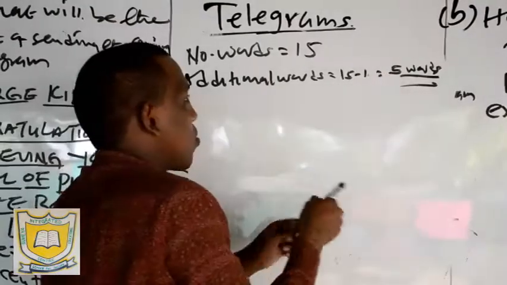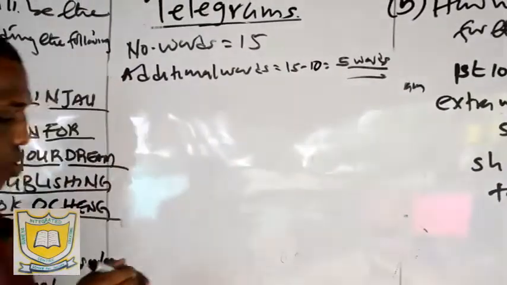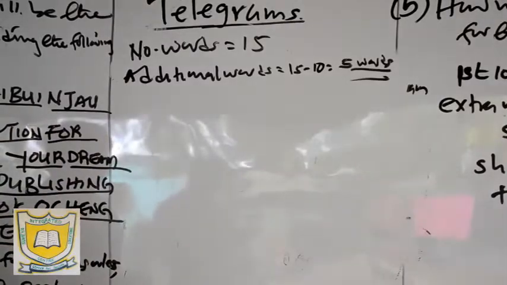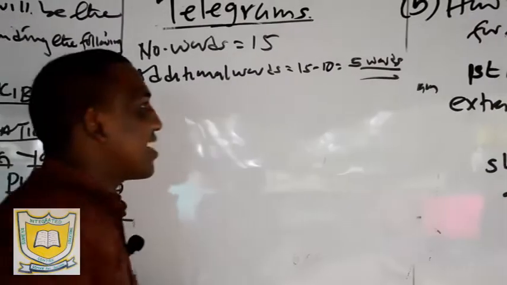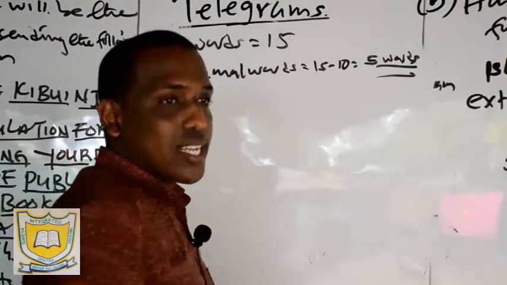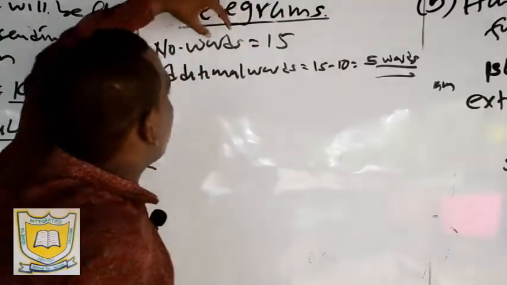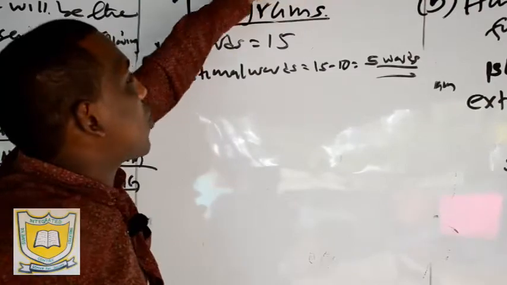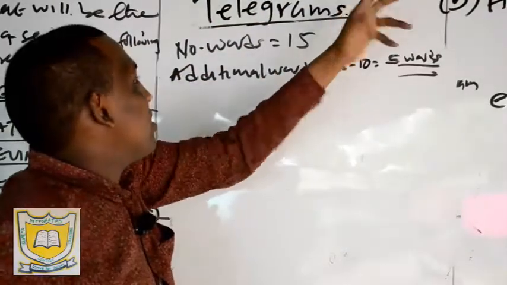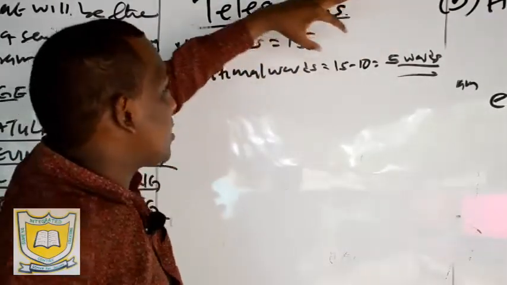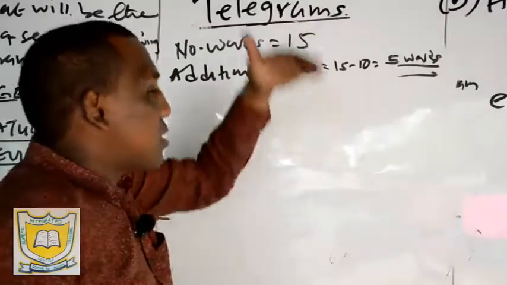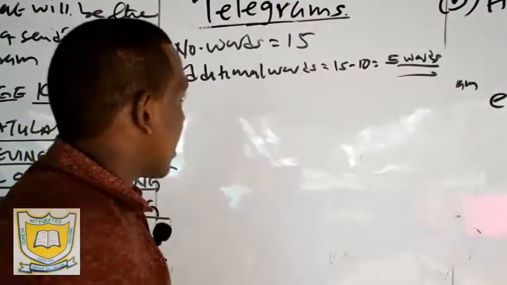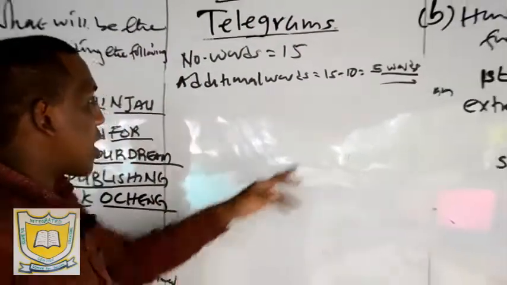Now, they said each additional word is charged at 30 cents. So the first 10 words or less means if the total words are 8 or 9, it's shillings 3. Or less means it can be 8, it can be 9, less than 10. So each additional word is 30 cents.